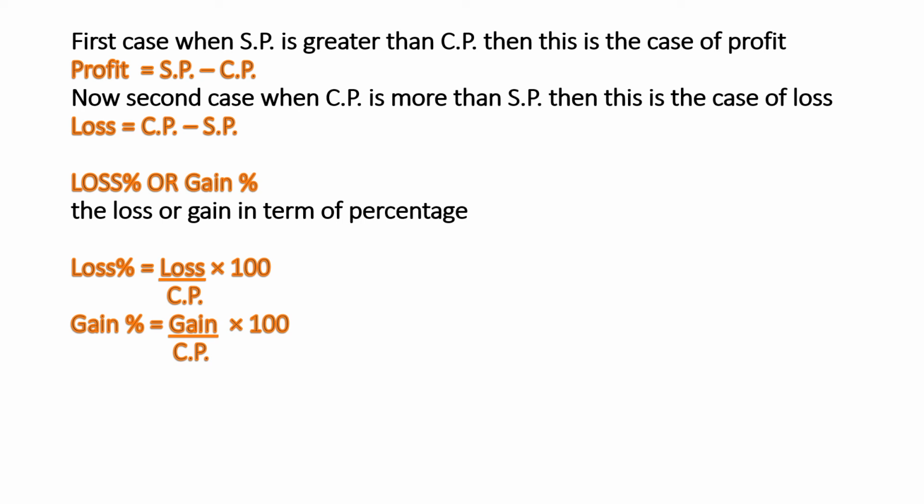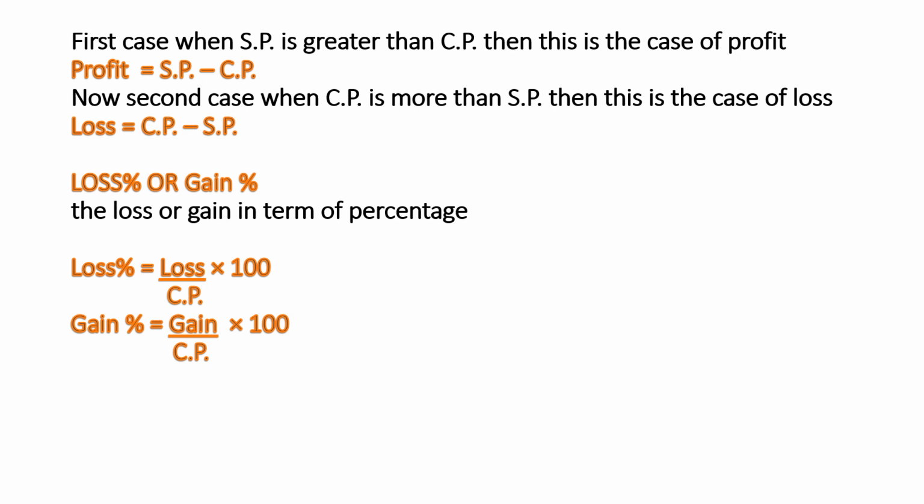Now the next thing is loss percent or gain percent, which you have studied in class 6 also. Loss percent or gain percent is the loss or gain in terms of percentage. Suppose, like I discussed in one example, you purchased a pen for rupees 10 and sold it for rupees 15. You are getting a profit of 5 rupees. Now to calculate the profit in terms of percentage, you will apply the formula: gain percent, that is profit percent, is profit or gain upon CP into 100. The profit was 5, CP was 10, into 100. So you are getting a gain of 50%.